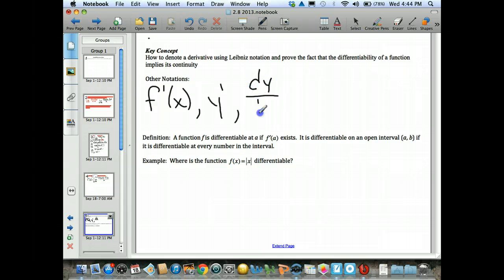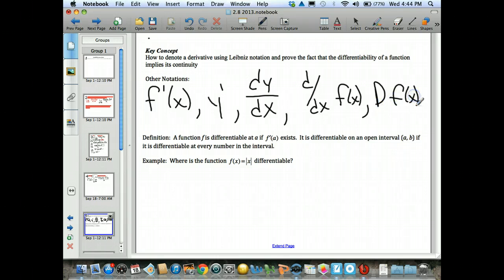Here's the first type. This is dy dx. And all of these mean the same, so these are synonymous. Then you could also say d dx of f of x, okay? Or D, the capital D, of f of x. Those are all common notations that mean the derivative function. So if you see any of those notations, you should automatically link it back to our normal notation of f prime x, which denotes the derivative function.